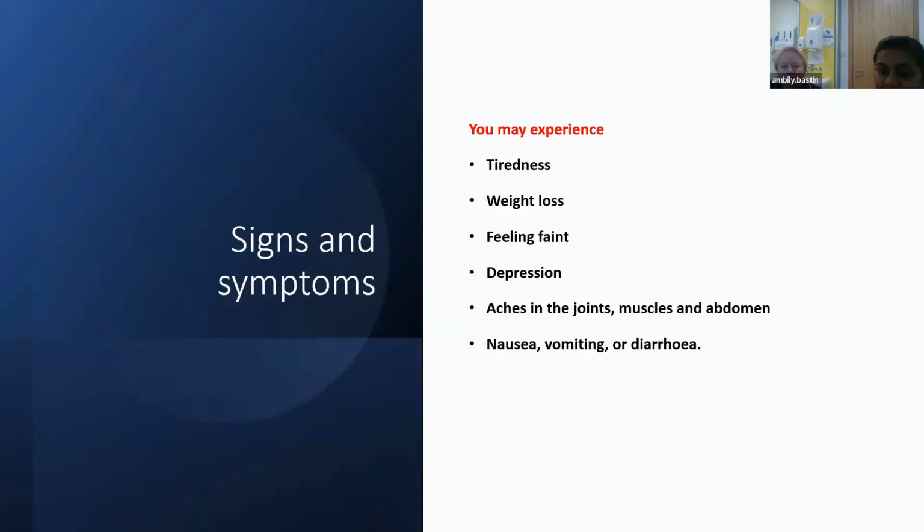When you have a low steroid or cortisol level in your body, you may experience unexplained tiredness, weight loss. Sometimes you may feel dizzy or faint, depression, aches in the joints, muscles, and abdomen, nausea, vomiting, or diarrhea. So if you feel these symptoms, and if your steroid is being taken off from you abruptly, these symptoms could be because of insufficient cortisol levels in your body.